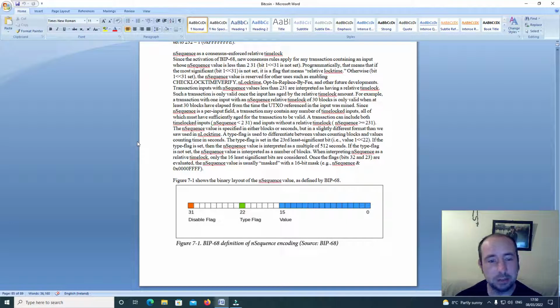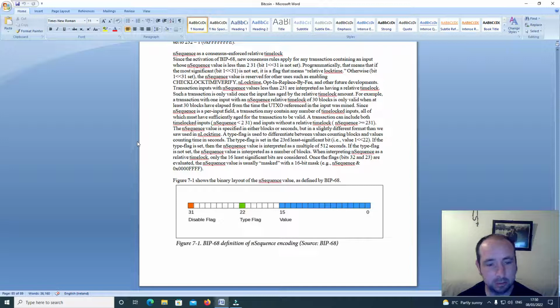Since nSequence is a per-input field, a transaction may contain any number of time-locked inputs, all of which have to have sufficiently aged for the transaction to be valid. A transaction can include both time-locked inputs, with nSequence less than 2^31, and inputs without a relative time lock, with nSequence greater than or equal to 2^31.